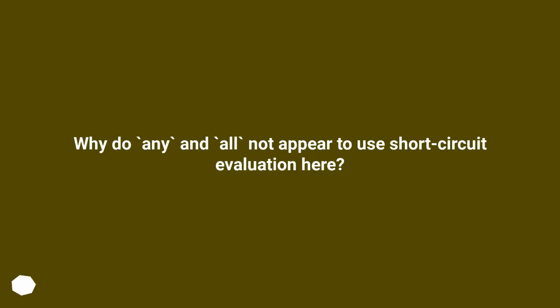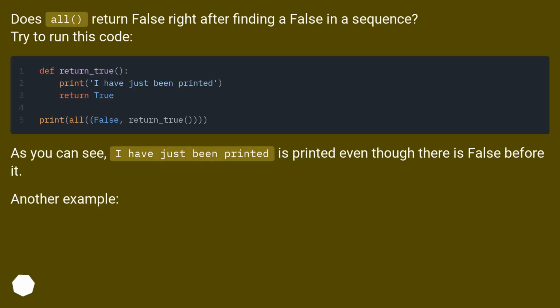Why do any and all not appear to use short circuit evaluation here? Does all return false right after finding a false in a sequence? Try to run this code. As you can see, "I have just been printed" is printed even though there is false before it.